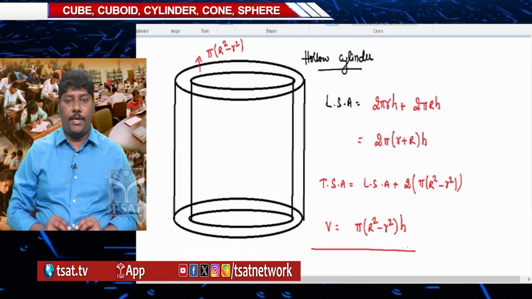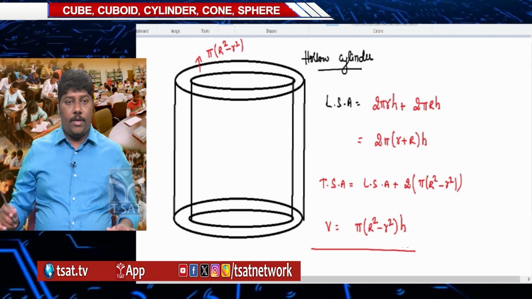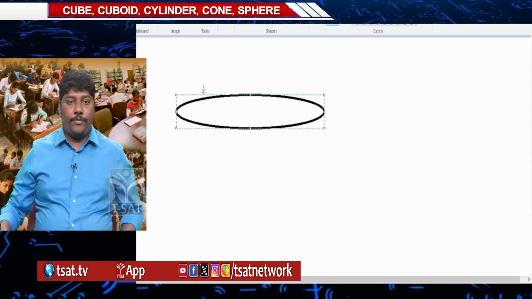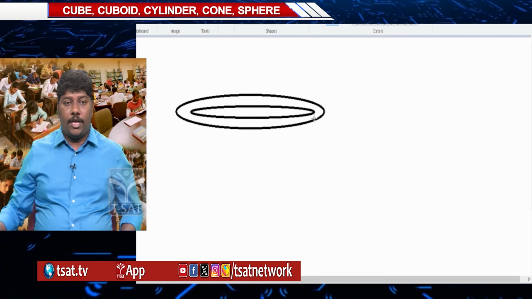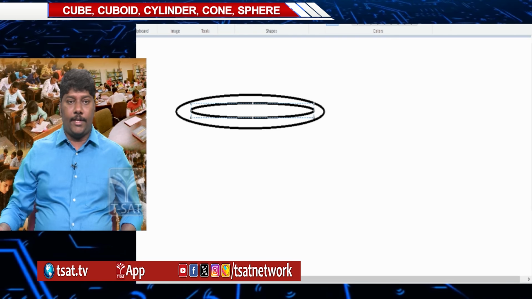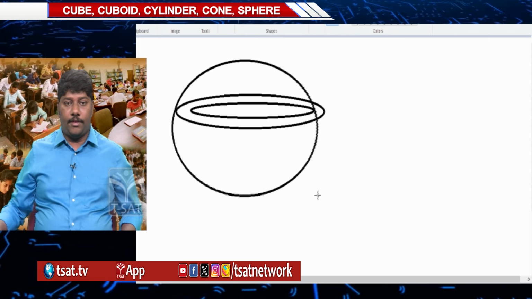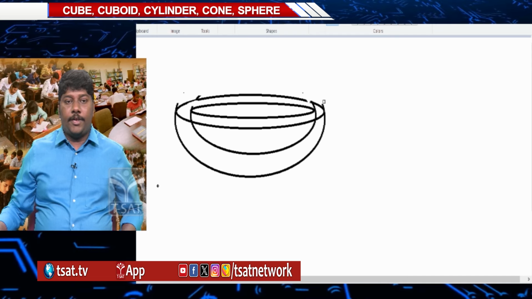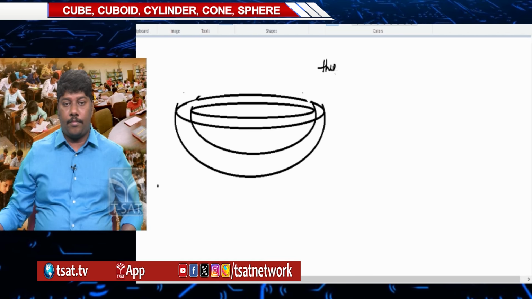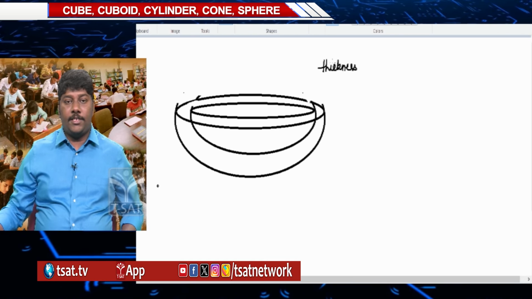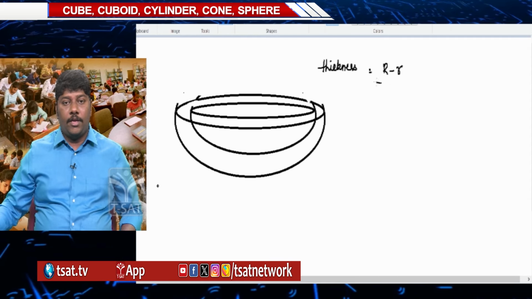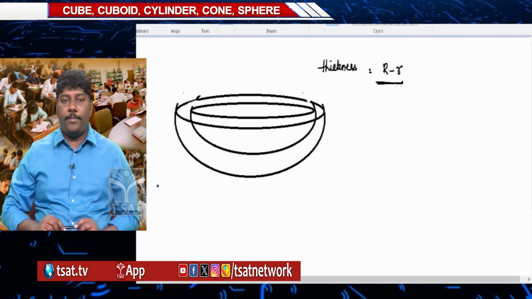What is very important in cylinders is also the hollow cylinder. In hollow figures, remember the hollow cylinder values. Another hollow figure which is very important is the hollow hemisphere. It is like a ball with a certain thickness. You can imagine a ball with a certain thickness here. So here it is a hemispherical ball with a certain thickness. This thickness, in case of the hollow cylinder and the hollow hemisphere, is capital R minus small r. You will get this thickness by subtracting small r from capital R.